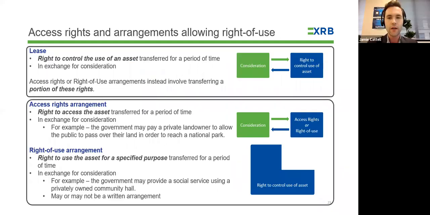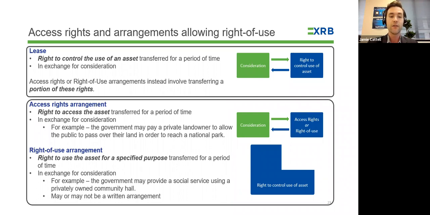So next are the access rights and arrangements which allow right of use. These arrangements are where you start to get away from things that look like leases, but for less money. And if you think of an ordinary leasing arrangement involving exchanging the right to control the use of an asset, you can think of these arrangements as transferring only a portion of those full rights that are attached to the asset. So in the context of an access rights arrangement, we're talking about transferring only the right to access an asset for a period of time.